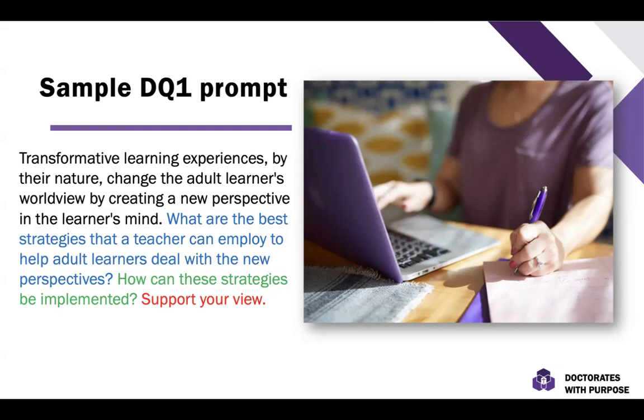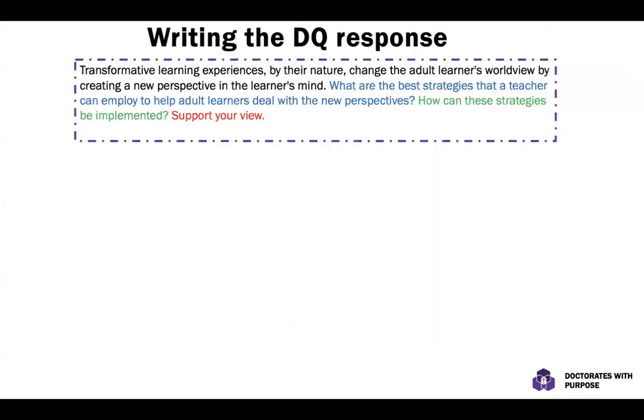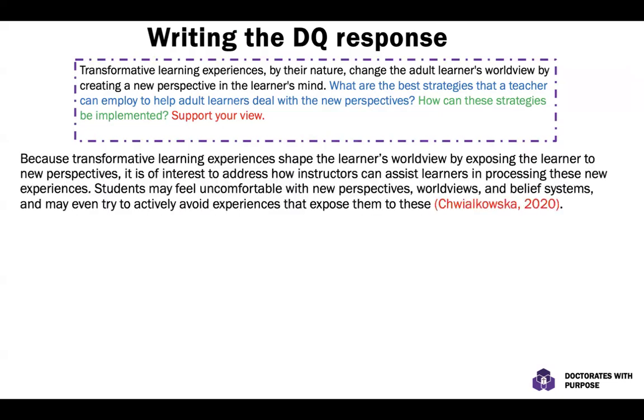And then when I look at this DQ prompt, I see, well, there actually is now a second question. So I put that one in green. How can these strategies be implemented? And then in red, support your view. And that's where we start bringing in that literature, the evidence with the citations. So on this slide, I have just repeated that DQ prompt up at the top, and I want to just break it down. So right here was a response from one of my learners.